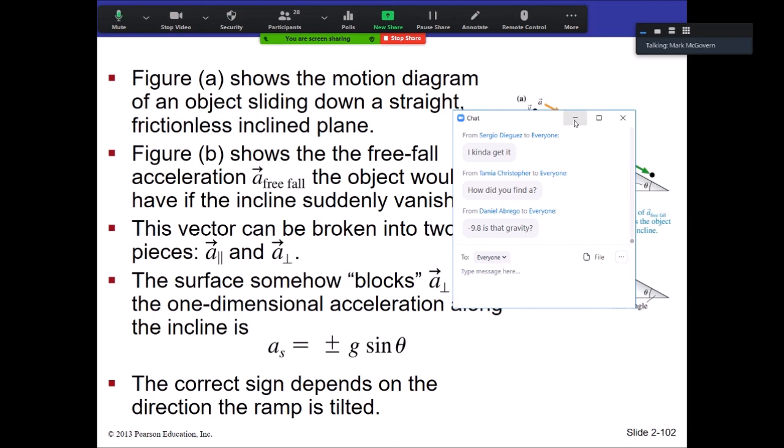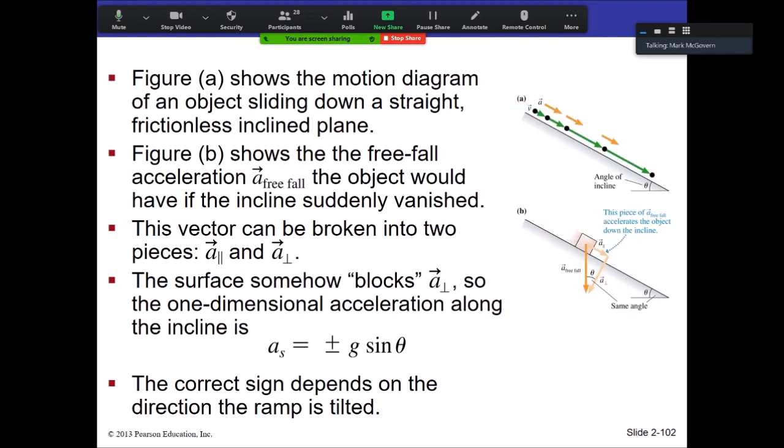The acceleration, Daniel, the acceleration is 9.8 meters per second squared. Negative if you choose that direction to be negative. Okay, here's a good example. Well, let me get through this and I'll explain something here.